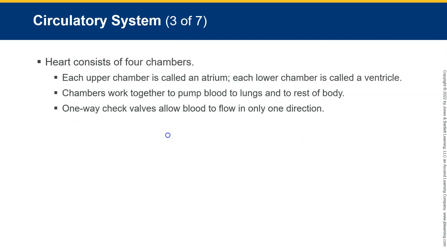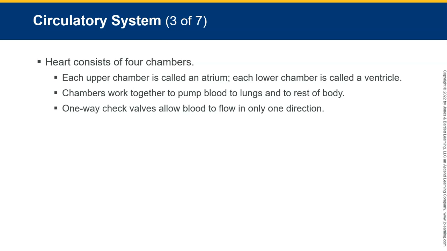Now, within the heart, within that pump, we have 4 chambers. Each upper chamber is called an atrium, so you have a right atrium and a left atrium. And then each lower chamber is called a ventricle. The chambers work together to pump blood to the lungs and then to the rest of the body. The right side of the heart pushes blood into the lungs, and the left side of the heart pushes blood to the body. So the right atrium pushes it down to the right ventricle, which then pushes it into the pulmonary circuit, which allows it to get oxygenated. As I mentioned, the chambers work together to get this blood to the rest of the body.